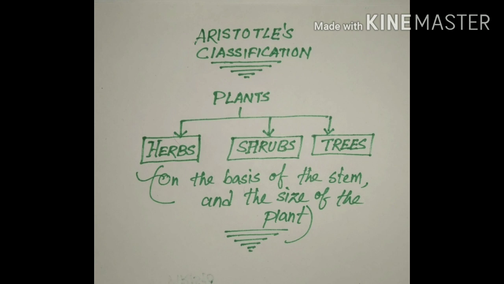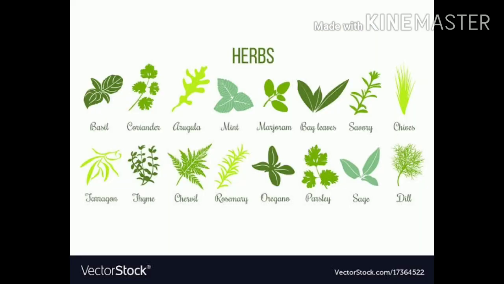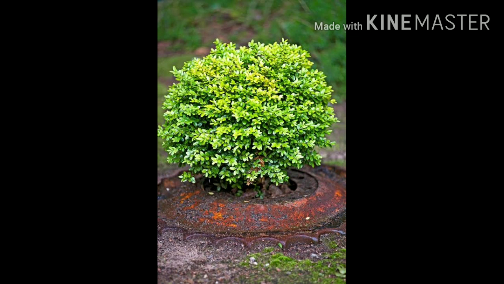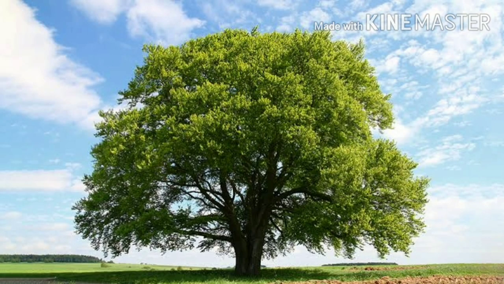Greek philosopher Aristotle classified plants into three groups: herbs, shrubs, and trees. Herbaceous plants are basically small in size. As examples, grasses, tomato, and paddy. Shrubs are comparatively larger plants. Examples are lemon and China rose. And trees are very large plants having a strong wooden stem.